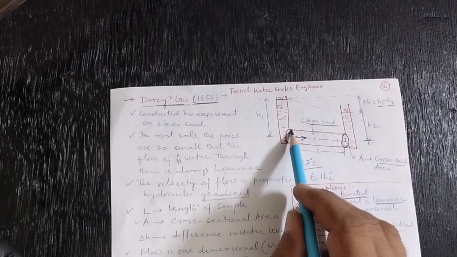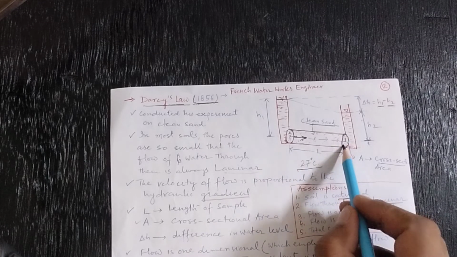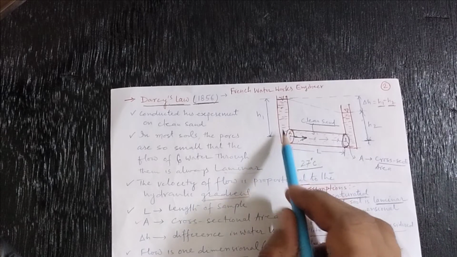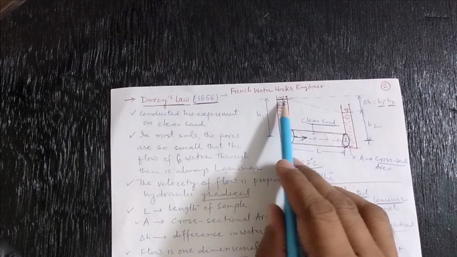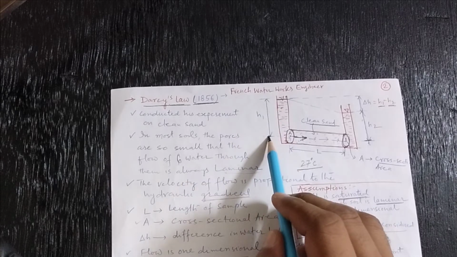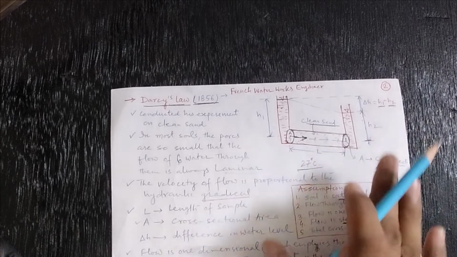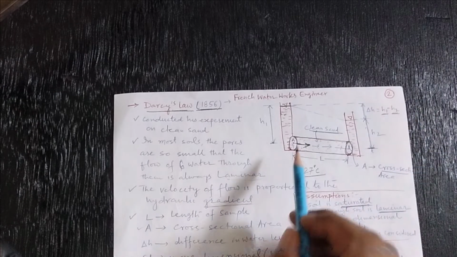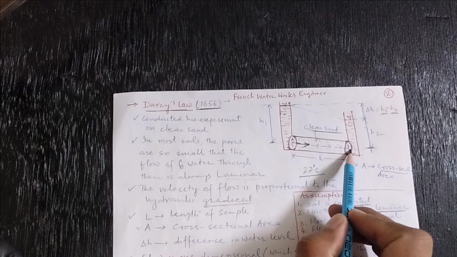He took a soil sample of length L and cross-sectional area A, and he connected this soil sample with two reservoirs, at head h1 and head h2. Due to the difference in head, delta h, h1 minus h2, water starts flowing from A to B.